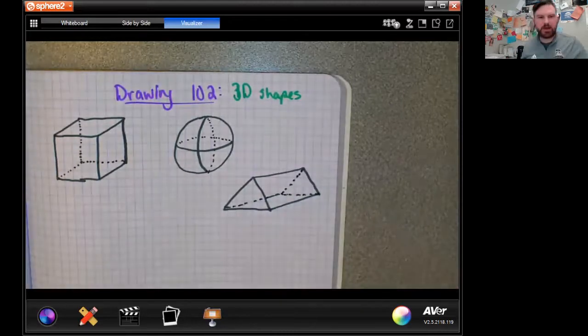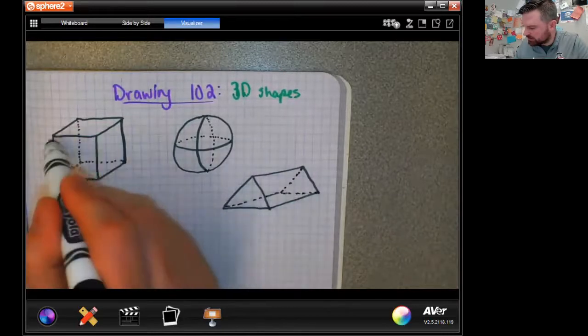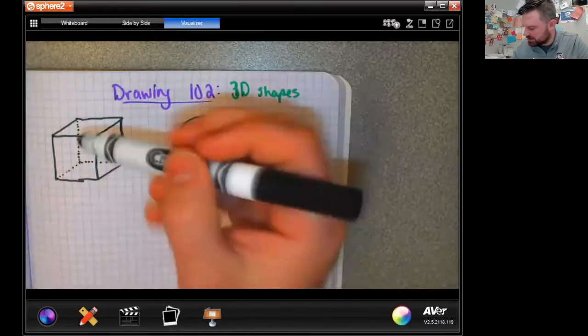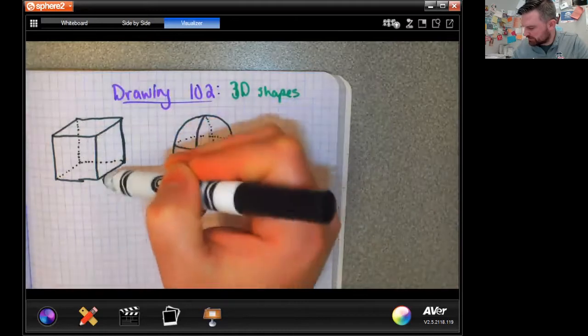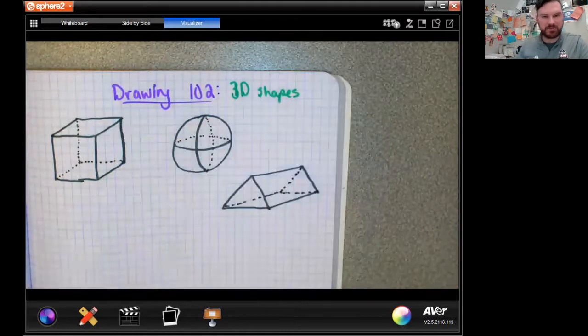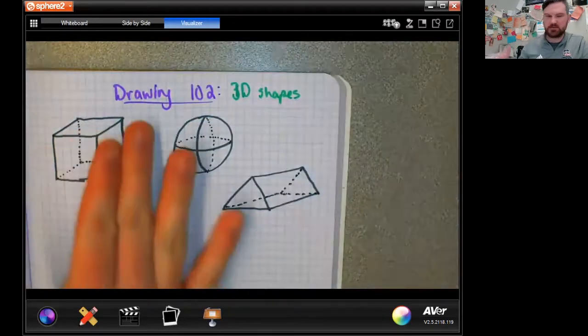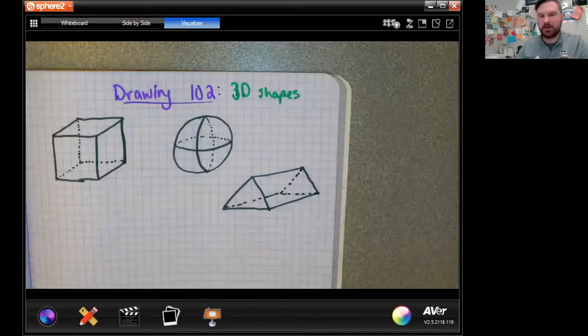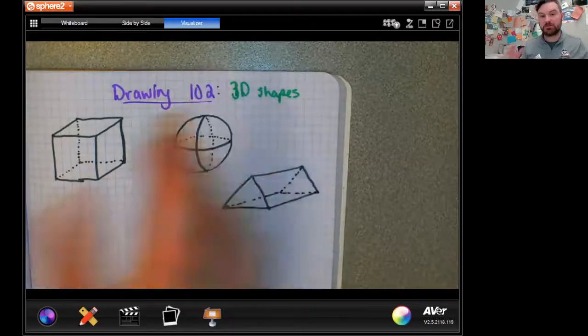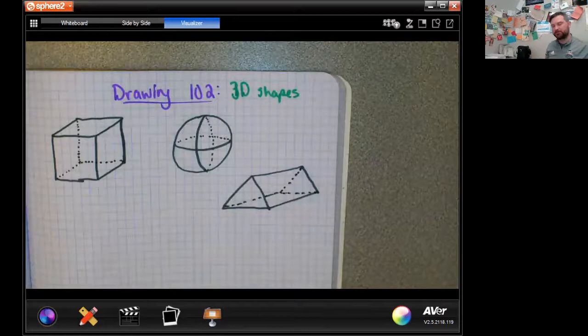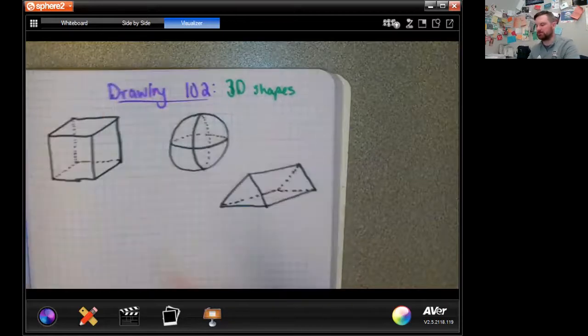Okay, so we have vertices. Vertices are where all the segments meet. We have edges, which are the segments. And then we have faces, which are the flat surfaces on each side. And a sphere or hemisphere doesn't actually have those. It's all the flat surfaces.